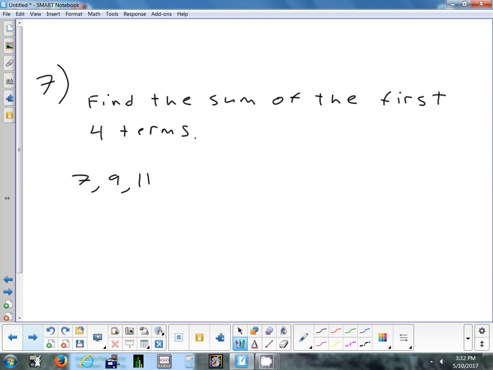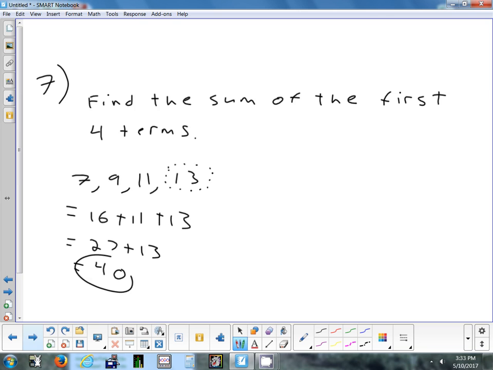If you wanted to do it by hand, you'd have to find one more term. What's the term we're missing? 13. And now you can just add those up. If you want to do it by hand, you have to find all the terms you're missing up to however high they want you to go. In this case, I just needed one more. And then add them up. What's 7 and 9? 16 plus 11 plus 13. What's 16 and 11? 27 and 13, which is 40. So that's all you have to do to add up terms by hand. If it said find the first 8 terms, I'd have to list out a few more.